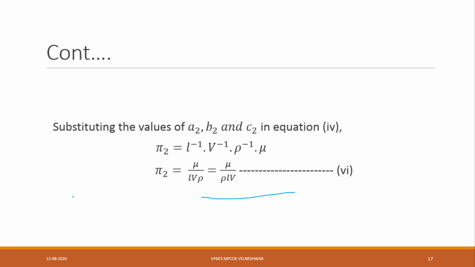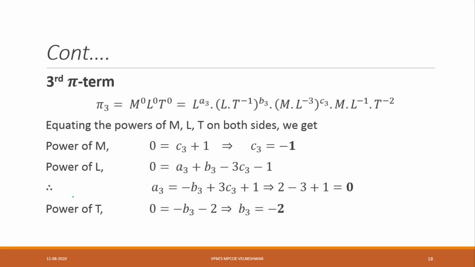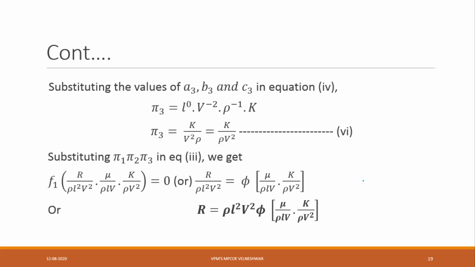Now one more equation, that is K. Now the third phi 3 term. Again write the equation phi 3, that is equal to M naught, L naught, T naught. Procedure is same. Find out the values of C3, A3 and B3. Now if you see here, I am getting A3 value as 0. So now substituting the values of A3, B3, C3 in equation number 4, by solving this equation I am getting the value of phi 3, that is K divided by rho into V square.